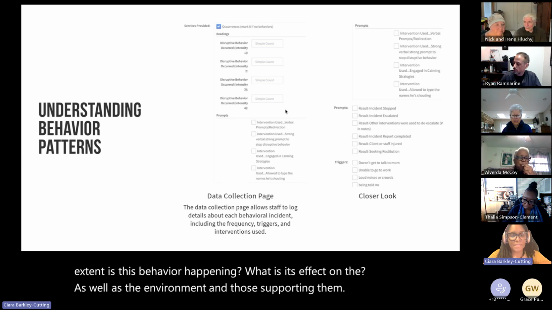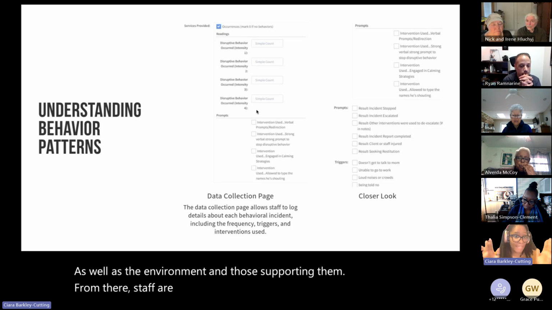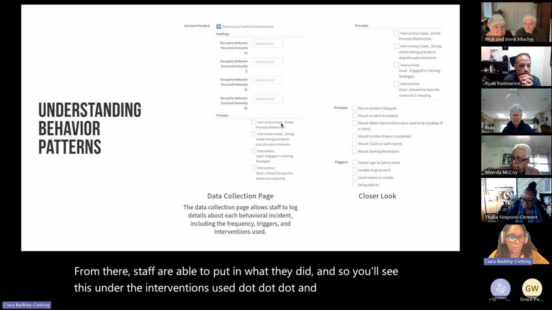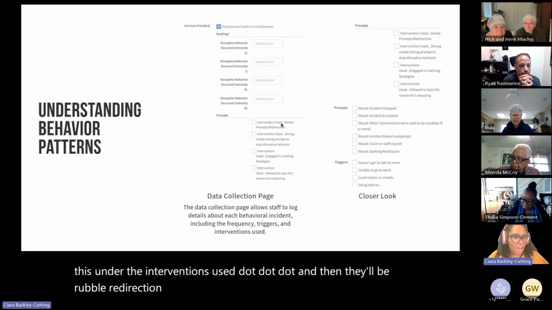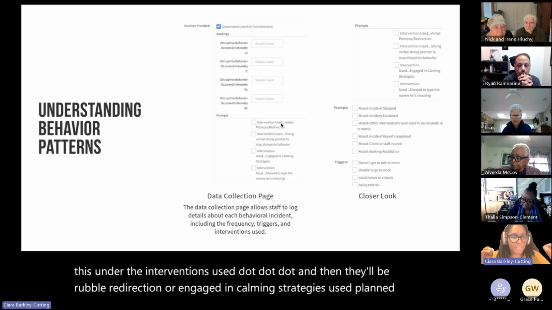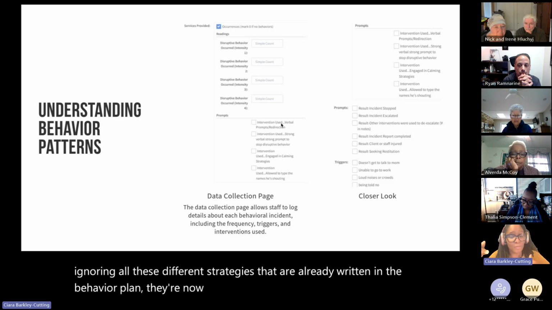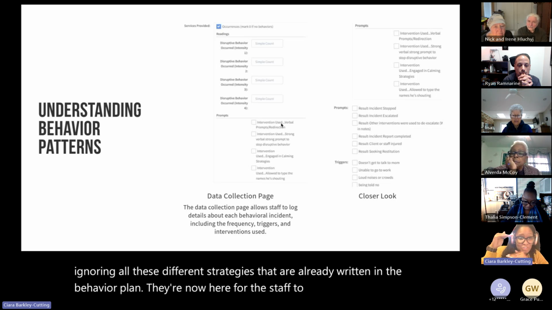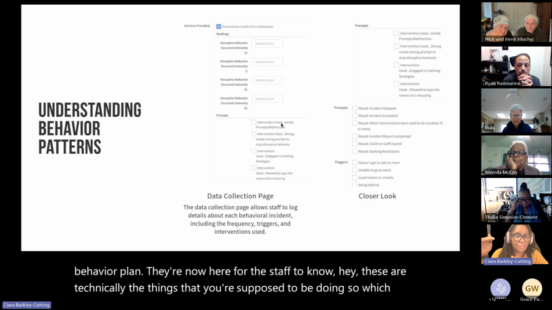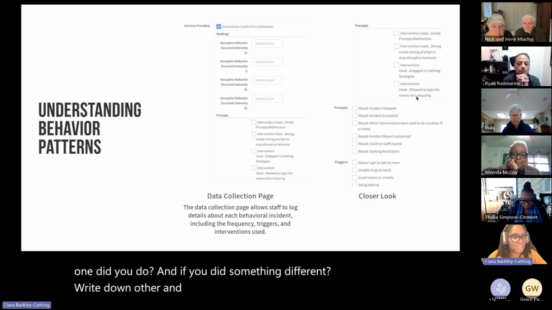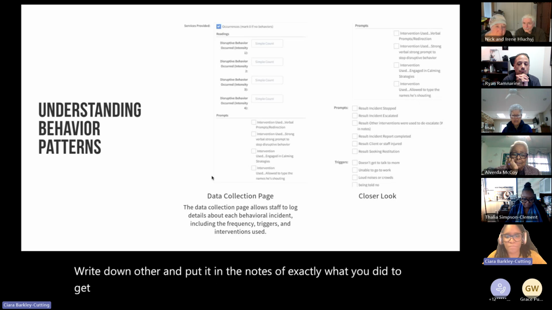From there, staff are able to put in what they did. You'll see this under the interventions used, and then there'll be verbal redirection, engaged in calming strategies, used planned ignoring, all these different strategies that are already written in the behavior plan. They're now here for the staff to know, hey, these are technically the things that you're supposed to be doing. So which one did you do? And if you did something different, write down other and put in the notes exactly what you did to get through that situation.